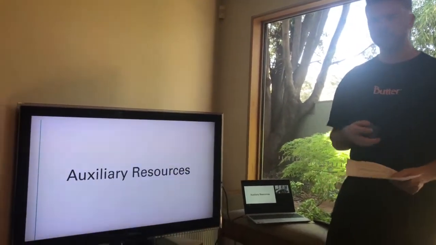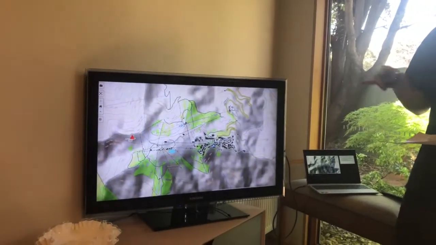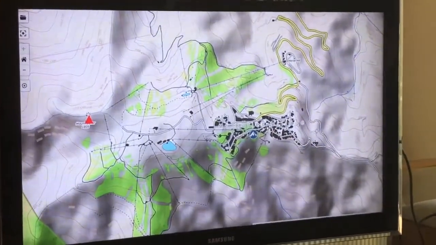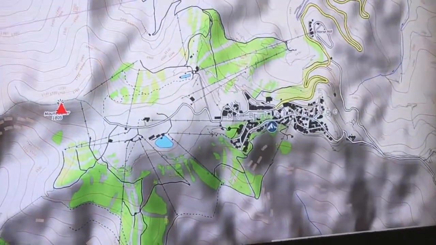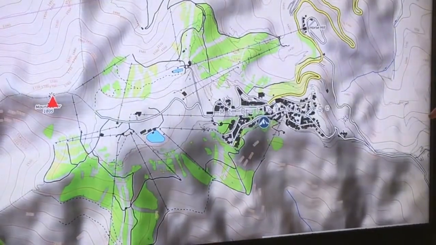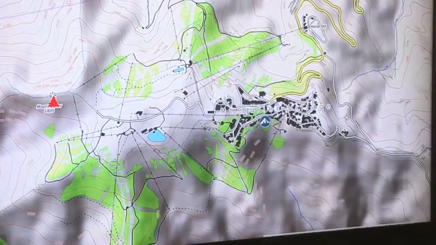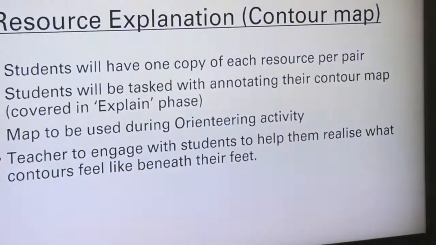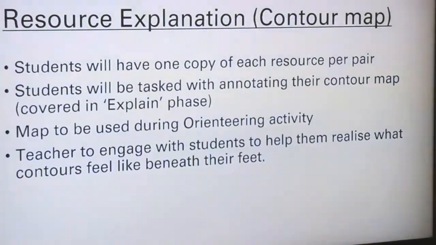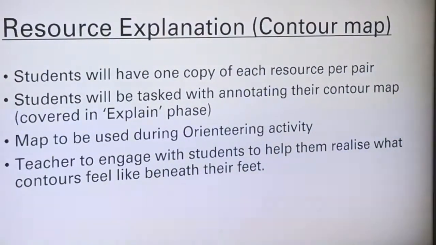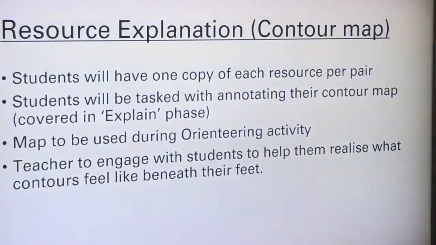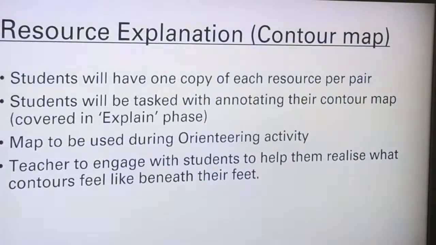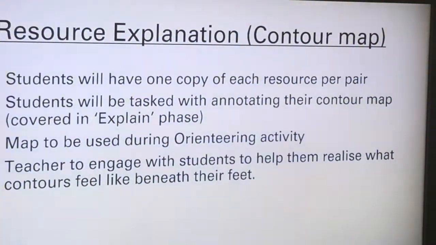In terms of the resources being used throughout the day, we've got here a contour map of the Mount Buller village and the skiable terrain. All that's left to do from this point is to annotate it with a legend and a title of the map, which the students will do. It's going to be used during the orienteering activity, and the teacher is to engage with the students to help them realise what contours really feel like beneath your feet. This is to help the students gather a tangible connection to the concept of place.